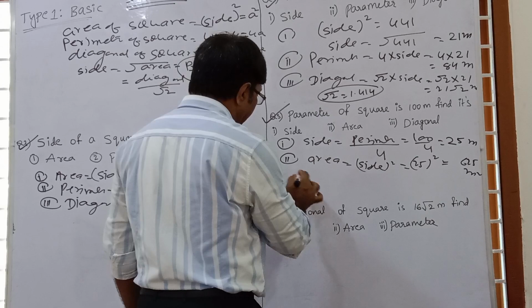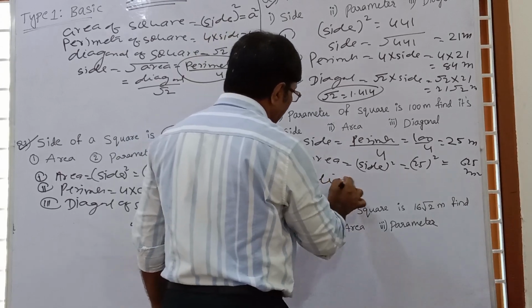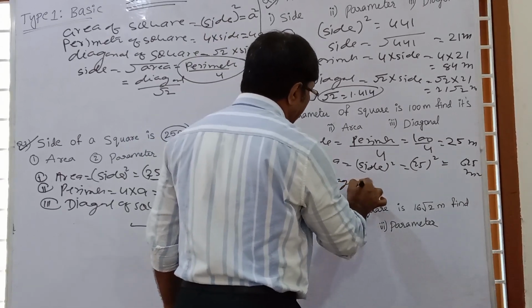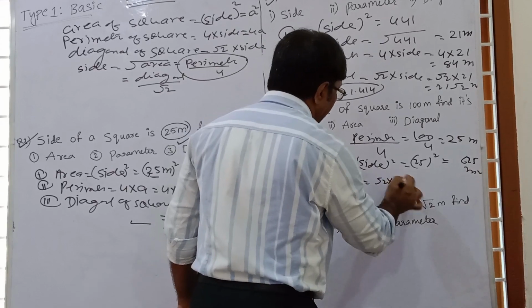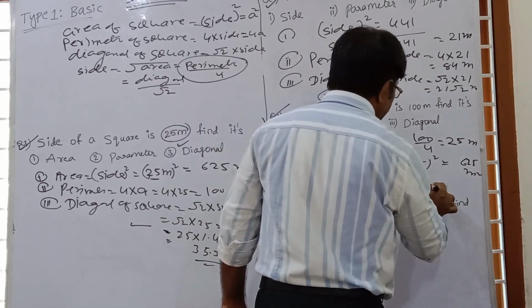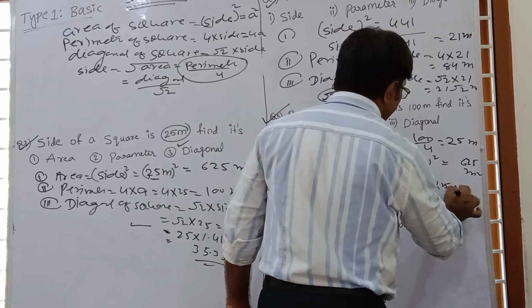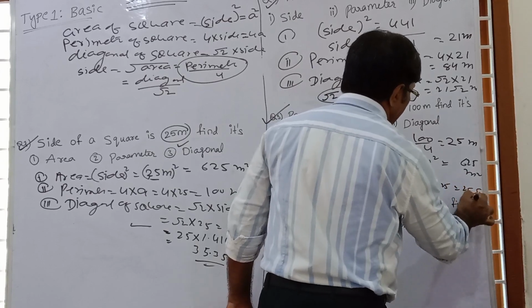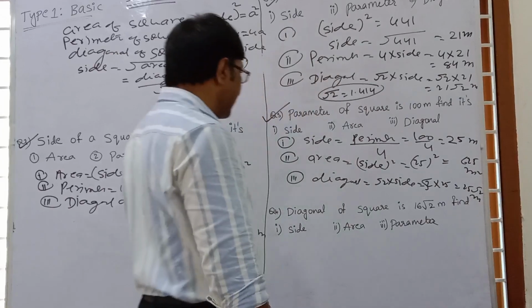Again, the third one, we have to find the diagonal. So you know the diagonal formula is root 2 into side. And here side is 25. So this is root 2 into 25. So 25 root 2 meter is your right answer.